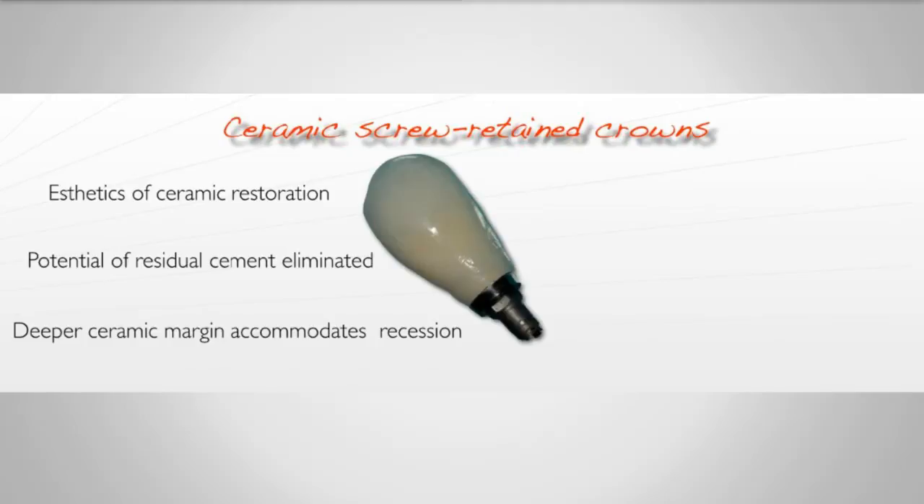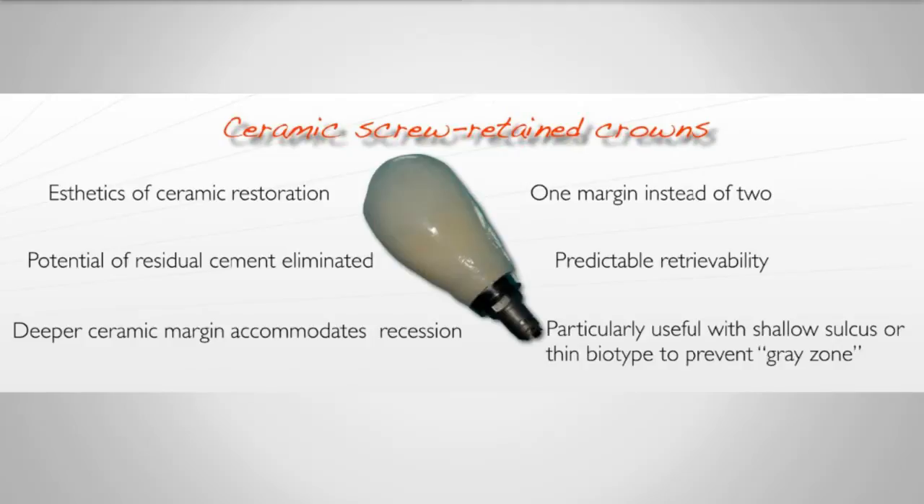Number 4, you only have one margin instead of 2, which could have soft tissue implications. Very predictable retrievability. Many times if you have a cement-retained crown, even if it's provisionally cemented, you might have to cut it off. If I have a little ceramic fracture or something, I can easily retrieve it and repair it or reapply porcelain. And finally, these are particularly useful if you have a shallow sulcus, where you don't want to get that show through, or if you have a thin biotype, same thing, to prevent that so-called gray zone.